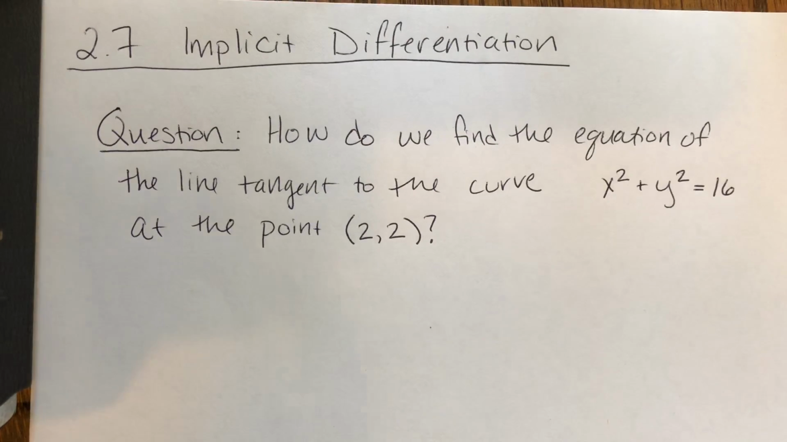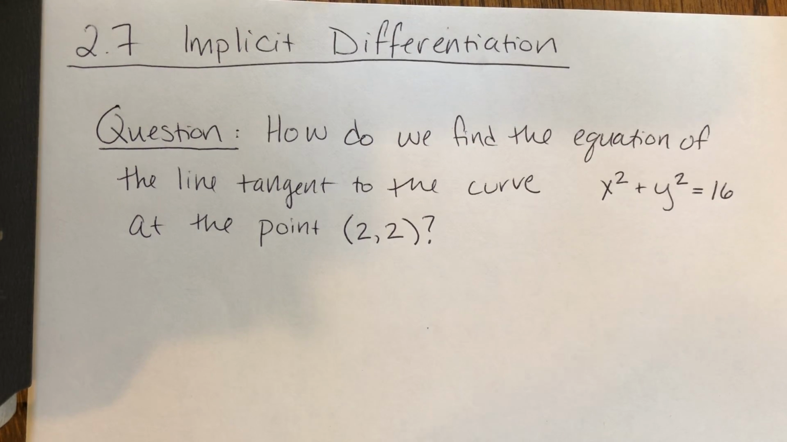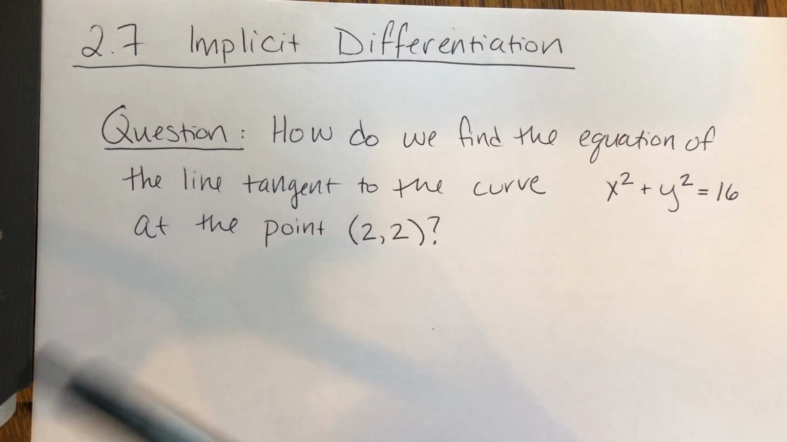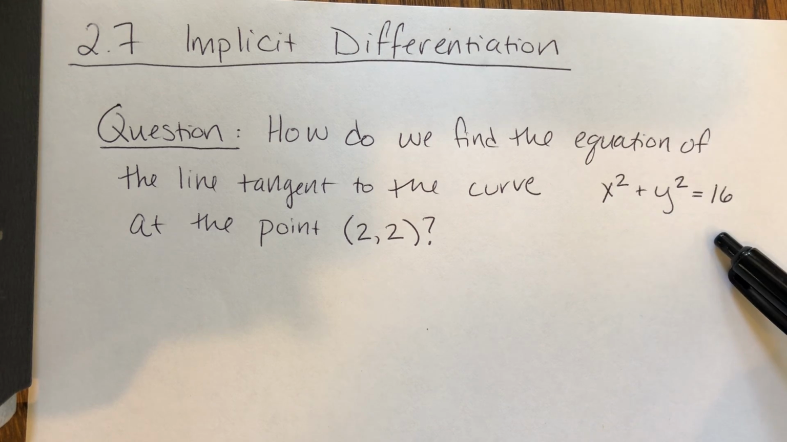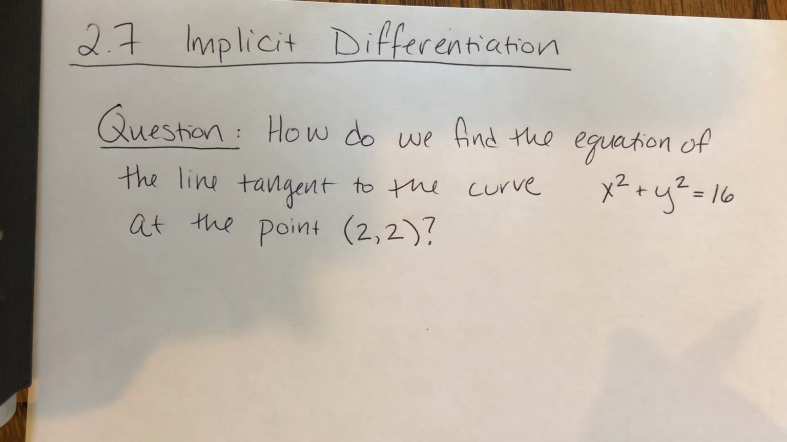Okay, so we're going to talk about section 2.7, that's implicit differentiation. And as a motivating question, let's consider how we would find the equation of the line tangent to the curve x squared plus y squared equals 16 at the point (2, 2).